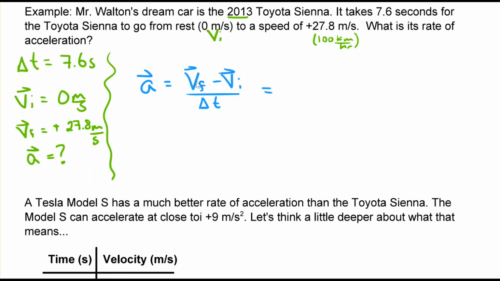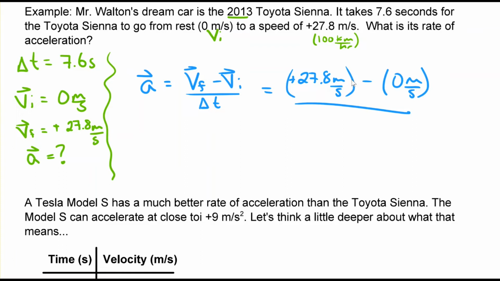So, do you know what VF is? Yeah, darn tootin', you sure do. It is positive 27.8 meters per second. And we're going to subtract the initial. Hopefully this makes sense, the initial was 0 meters per second. I don't need a positive or a negative on 0 because 0 is just 0. It's not really a whole number. Anyways, whatever.